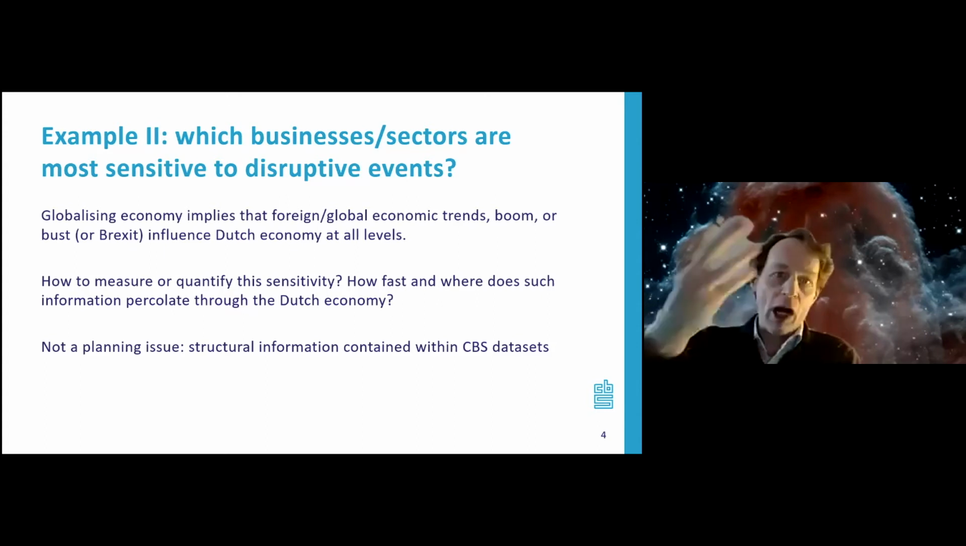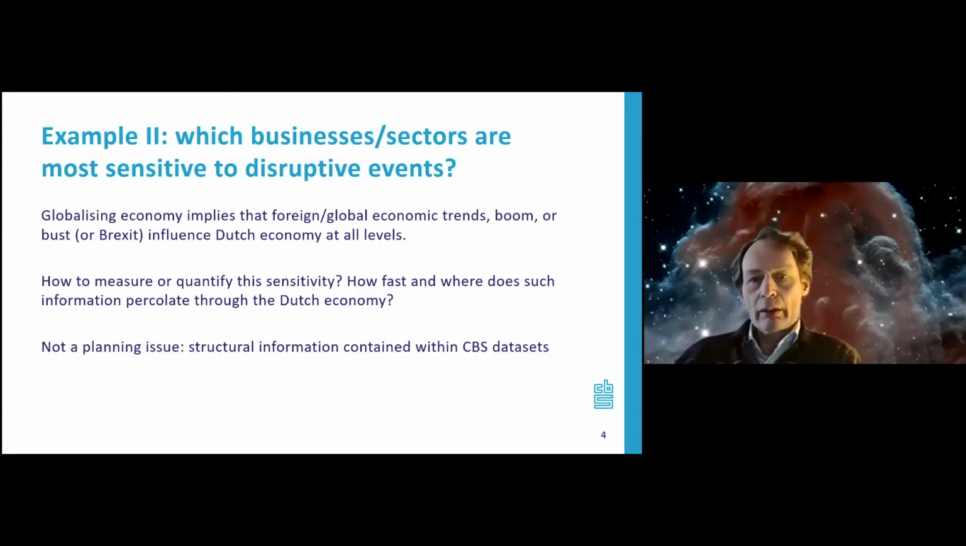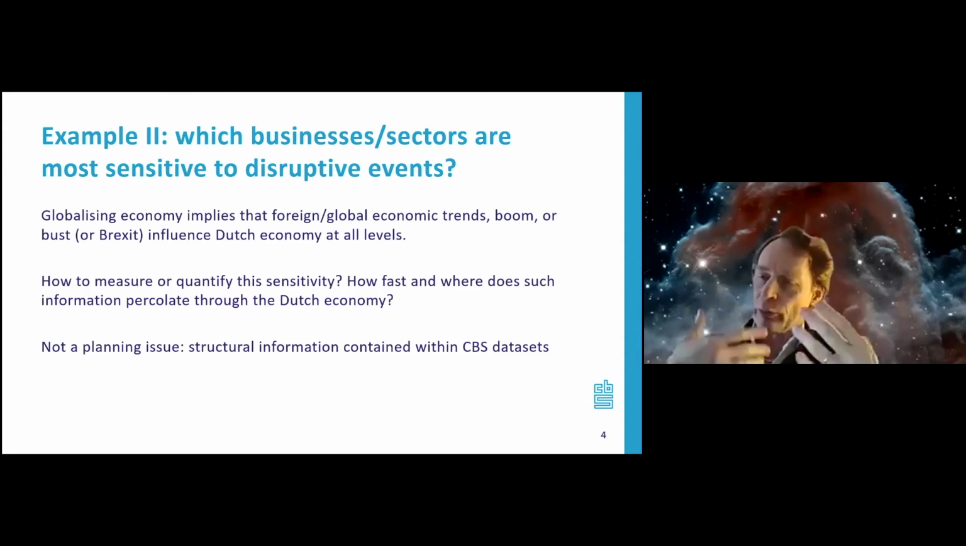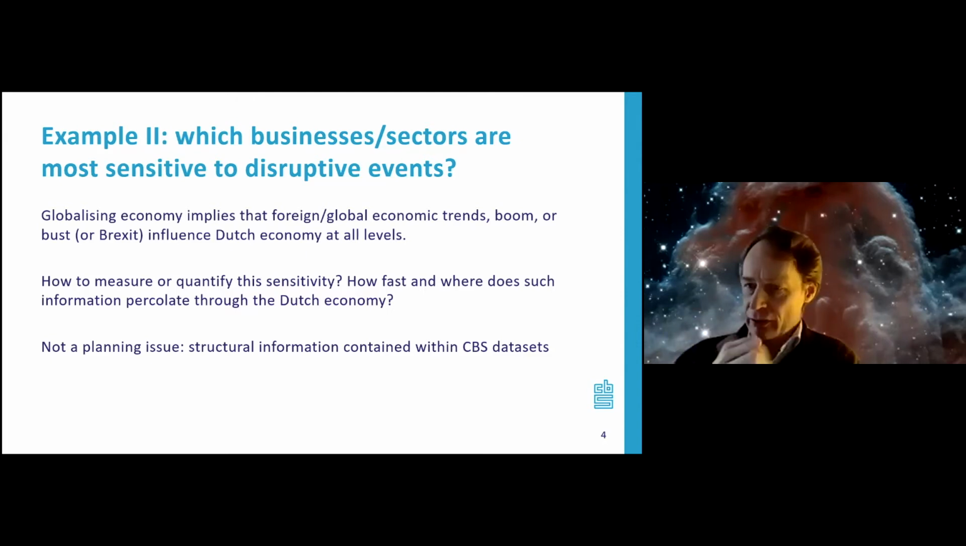Another example is the fact that the Dutch economy is a very open economy. They rely very much on trade, on importing and exporting goods, on logistics. So in a globalizing economy, you might expect that any external event to the Netherlands that affects the economy is likely to also affect the Netherlands at some point. Booms and busts in the economy in various places, things like Brexit, you would expect the Netherlands in particular to be quite sensitive to such phenomena.